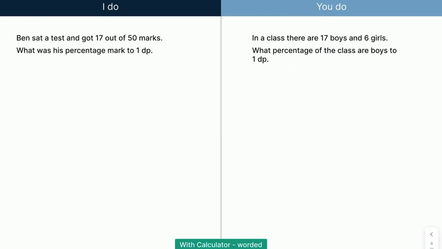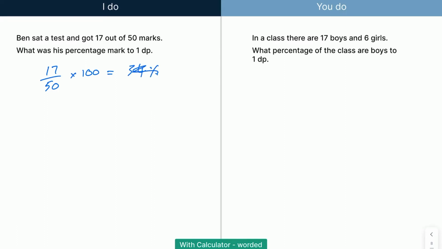Now moving on, we are now looking at worded questions. So Ben sat a test. He got 17 out of 50. What was his percentage mark to one decimal place? So he got 17 out of 50. We can write that as a fraction. Times that by 100. And that just becomes 17 out of 50. If I type that in my calculator, that is 34%.